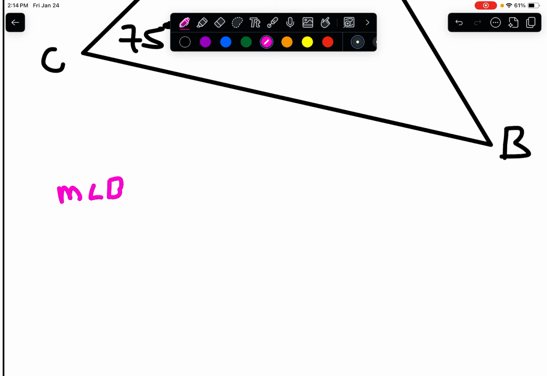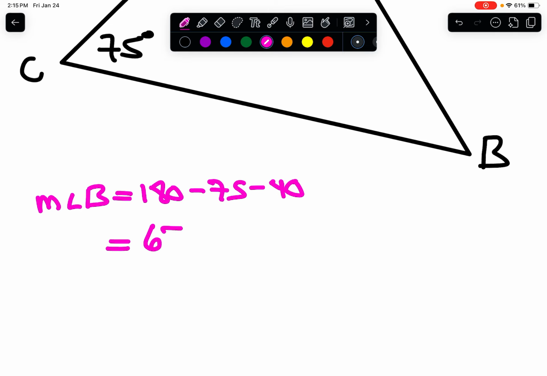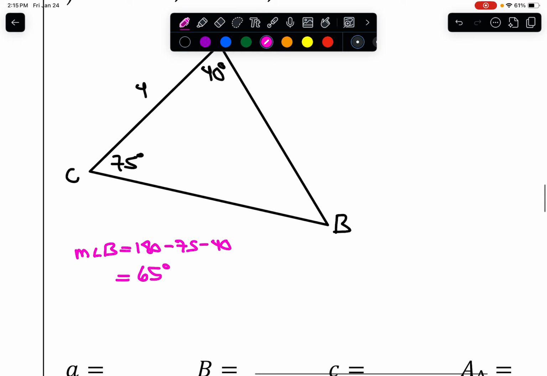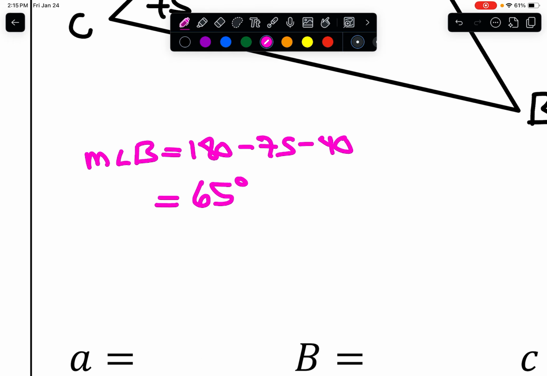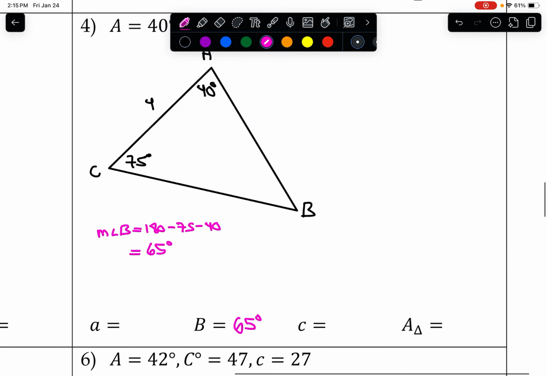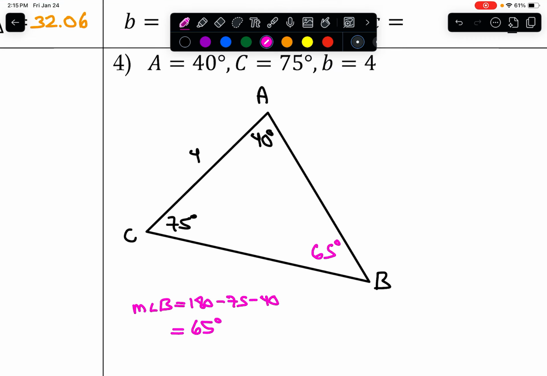So the measure of angle B is going to be 180 degrees minus 75 degrees minus your 40 degrees, which is what, 45, I believe. Let's see if I can do math. I'm always going to check myself. Nope, 65. This is why I check myself, because mental math is hard, even though I'm a math teacher. It's also been a long day. So we know that the measure of angle B is 65. Now that I know this is 65, I can do my law of sines.